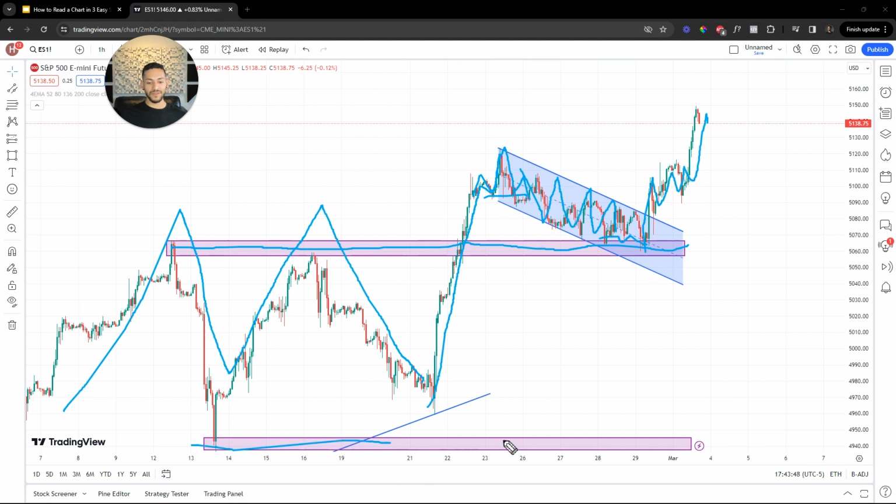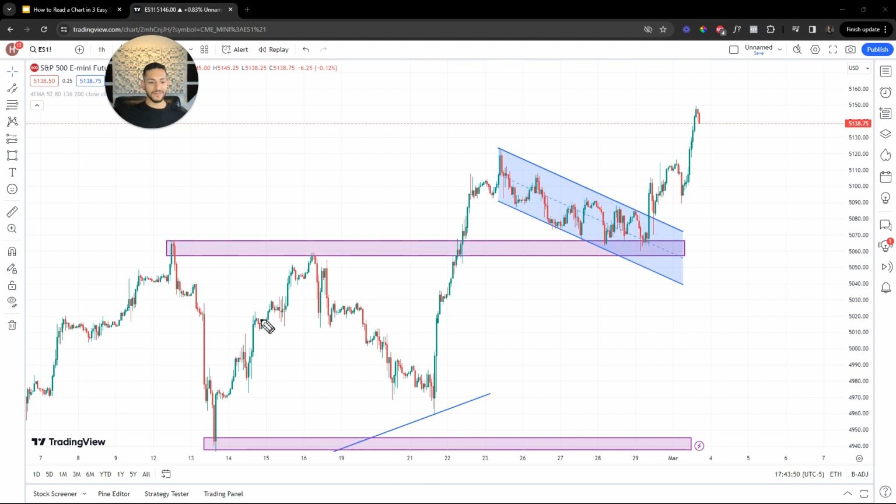We had the support here. We had an upward trend line here. We had a downward trend line here. And all these little pieces come together to give us all the information that we need to be able to anticipate what price can do next. And so that is a very, very clear channel there.